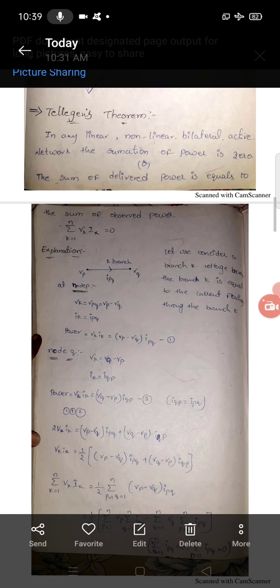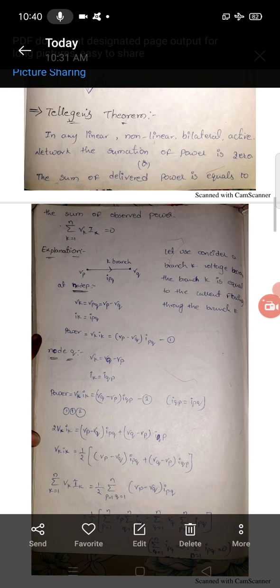Similarly, at node q, taking q as the reference, the potential difference will be Vq minus Vp, and the current flowing through the kth branch will be Ik equals Iqp. Power P is again Vk into Ik, that is Vq minus Vp into Iqp. That is equation number 2. Here the currents are equal, Iqp equals Ipq. Add equation 1 plus equation 2.